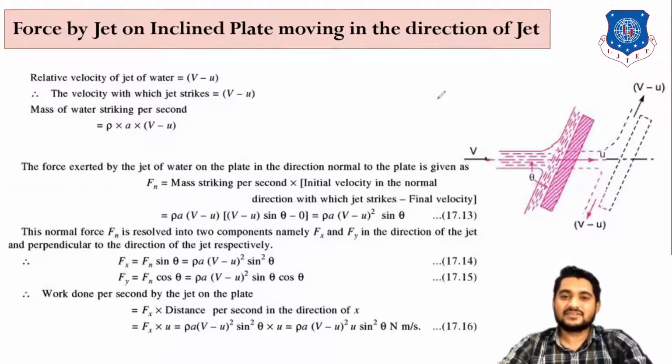At last, you just have to remember this. In the fixed plate, you have to consider the velocity of the jet as v. But when the plate is moving, you have to consider the relative velocity. So you have to take the velocity as v minus u at each place. Clear? So now let us solve one example based on it.